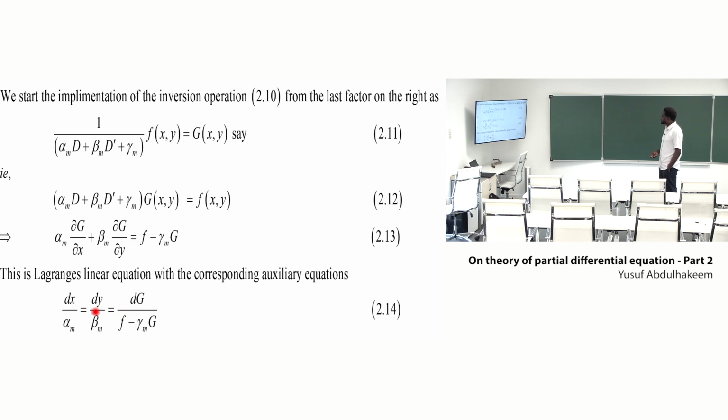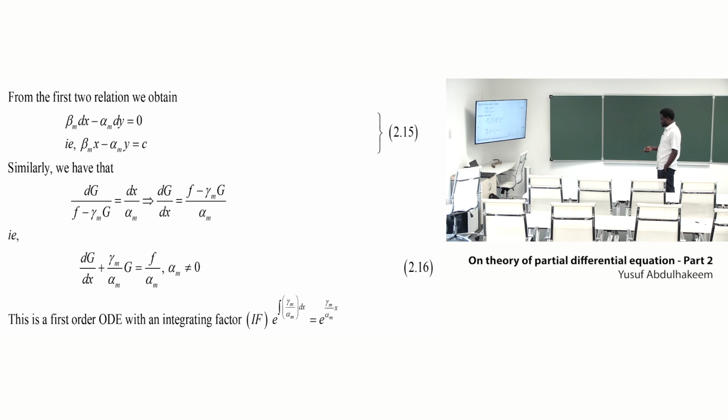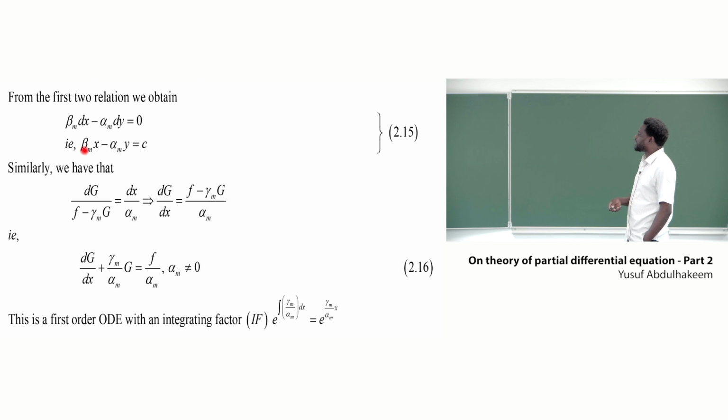Then by the time we take these two pair, the dx over alpha m, minus dy over beta m, we are going to have, this is what we are going to have. We are going to have everything here to be equal to 0. Then by the time we integrate this, we are now going to have our beta m x minus alpha m y to be equal to c. That is the integral of this 0. We know once we integrate 0, we are going to have a constant.